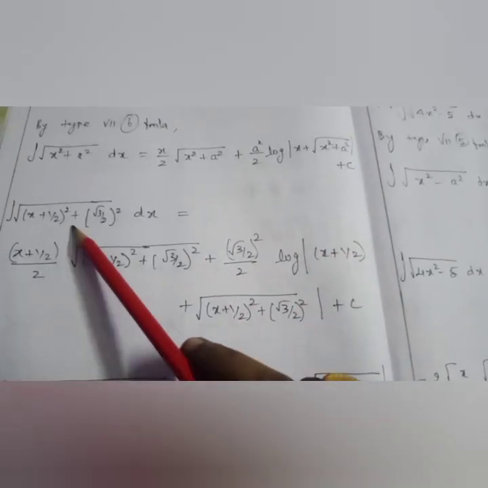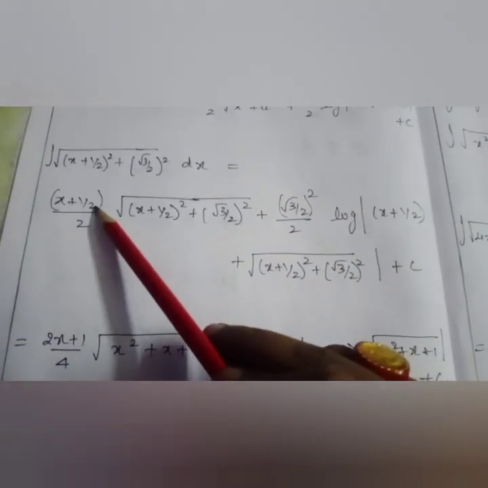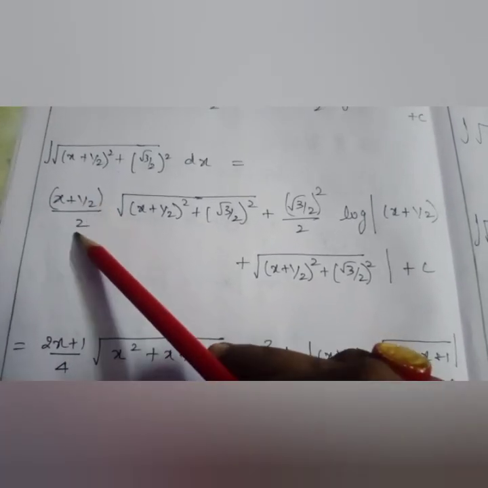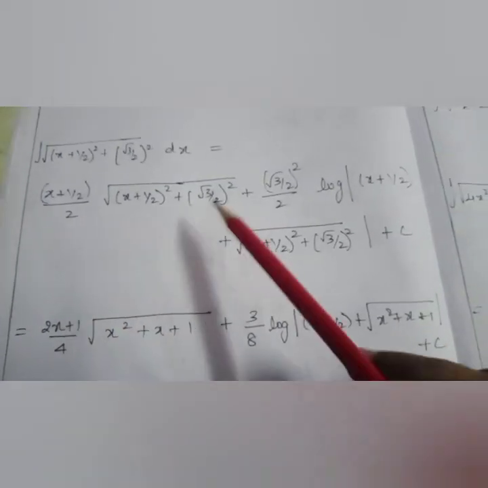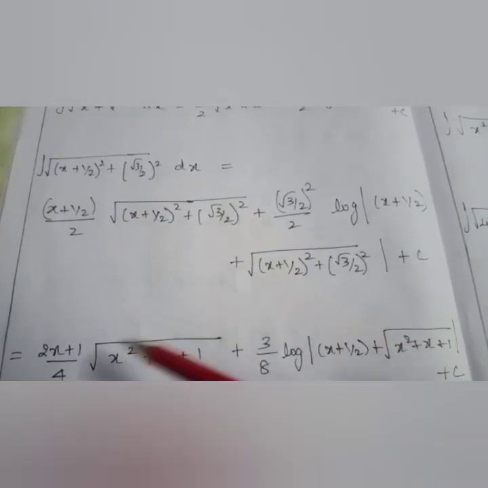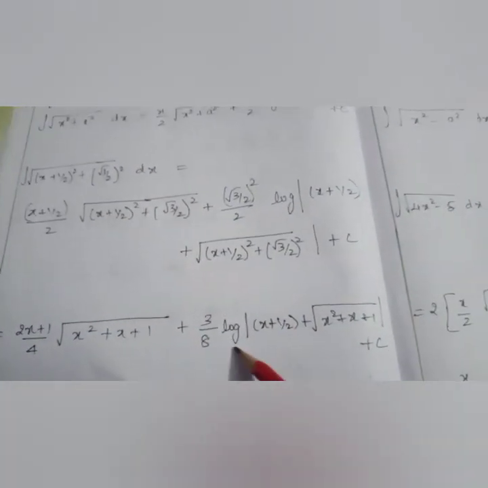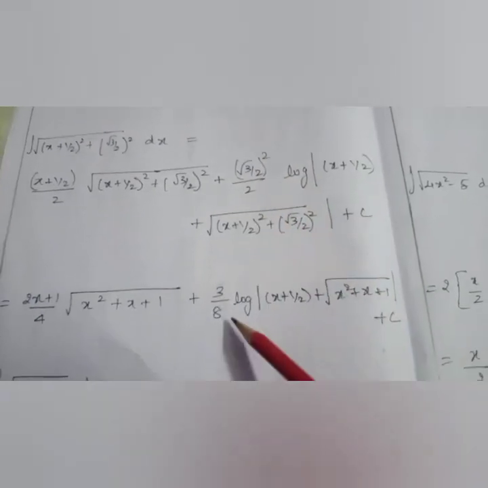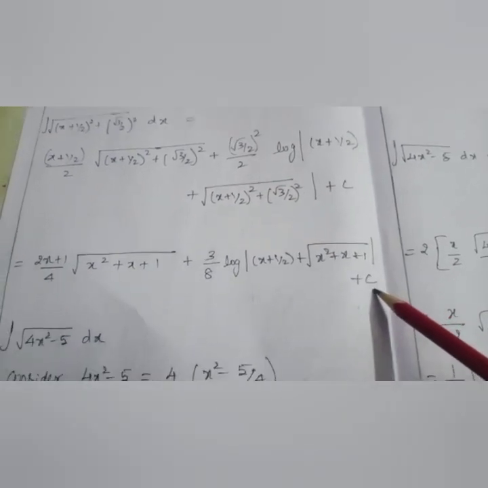x is again x plus 1 by 2. So x plus 1 by 2 plus root of x plus 1 by 2 the whole square plus root 3 by 2 the whole square. Now shall I take LCM here? 2 into x, 2x plus 1 by 2, that 2 denominator, here also denominator, so 2 into 2 becomes 4. See, 2x plus 1 by 4, root of, I told you this expression will once again gain its original form, that is nothing but root of x square plus x plus 1. Again here root 3 square is 3 and 2 square is 4, 4 2s are 8, so 3 by 8 log x plus 1 by 2 plus root of x square plus x plus 1 plus c.